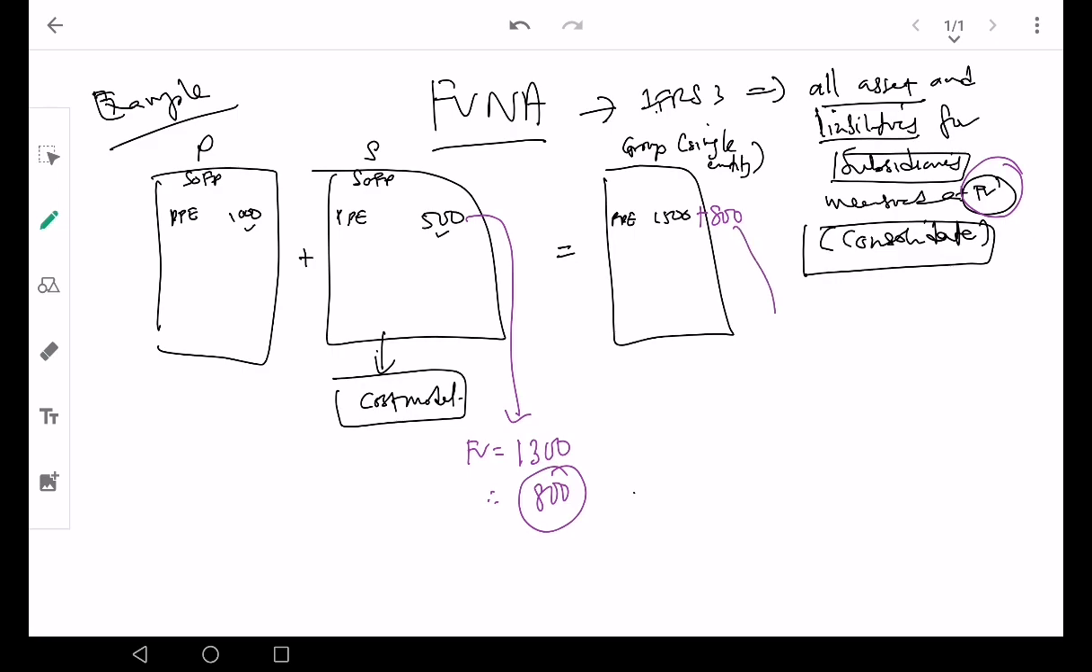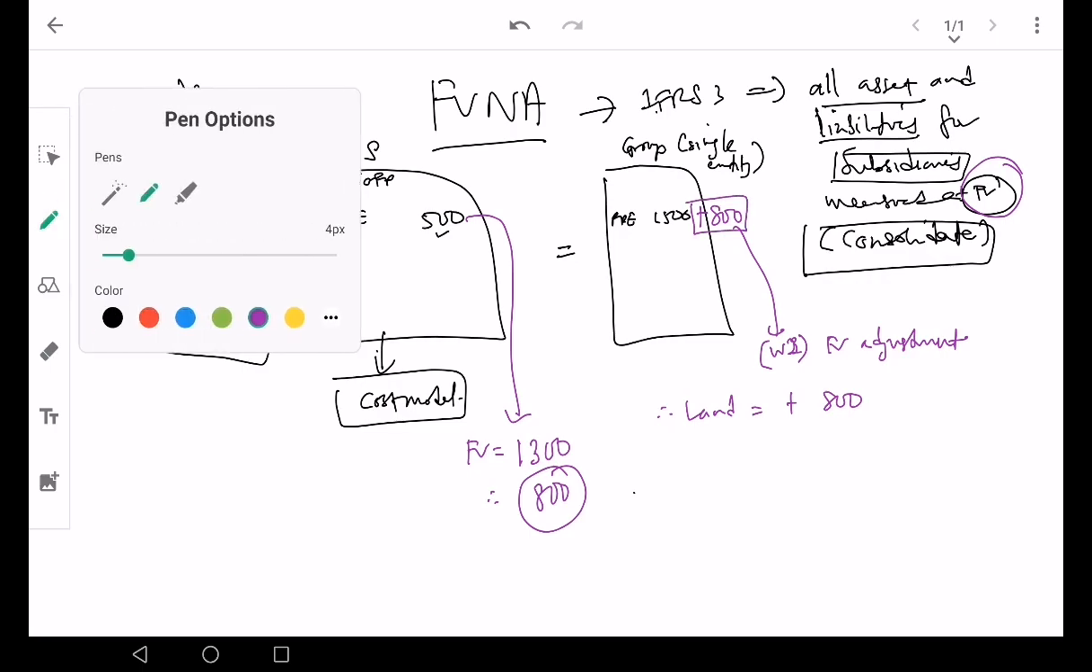If you learned the consolidation video I shared with you, the pro forma format, this goes under working 2 as well: fair value adjustment, because you have to adjust an additional of 800. I give an example: if it is land, you just plus the 800 as I mentioned here.